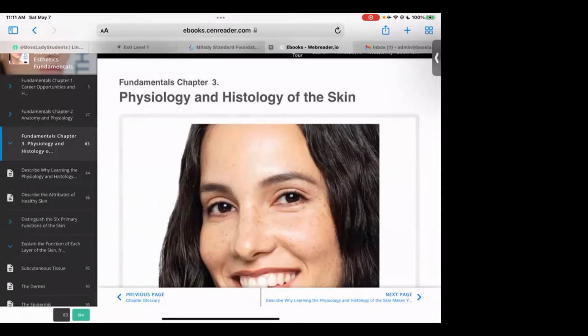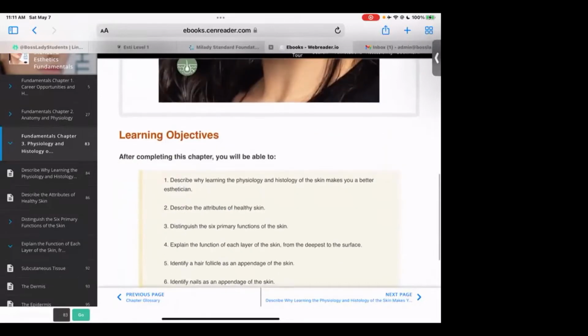If you understand those two concepts comfortably, meaning you can talk to those concepts in your mind to a client when thinking about what products to use, when a client tells you what's going on, if you can comprehend those 2 points, then you are going to be a lot further along as far as gaining that confidence, gaining that skill when it comes to working in skincare. So, Physiology and Histology of the Skin, Fundamentals, Chapter 3.